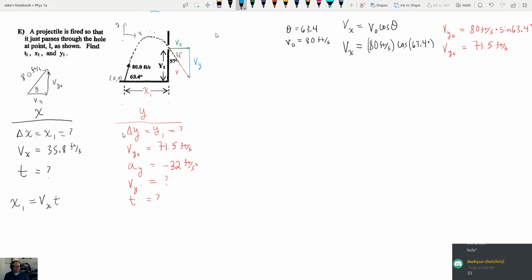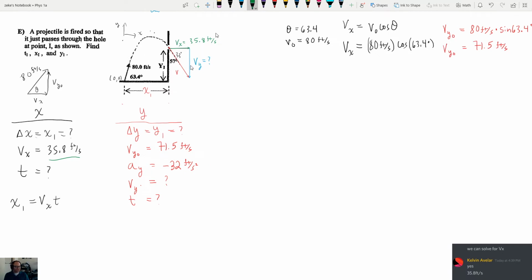Now, how do I use that information to my benefit? Can I solve for vy? Do I know what vx is? What's vx equal to? What's the x velocity? Yeah, it's the same. It doesn't change, right? So if we know that this side is 35.8, and we know that this angle is 33 degrees, we can find Vy, right? Let's do it.